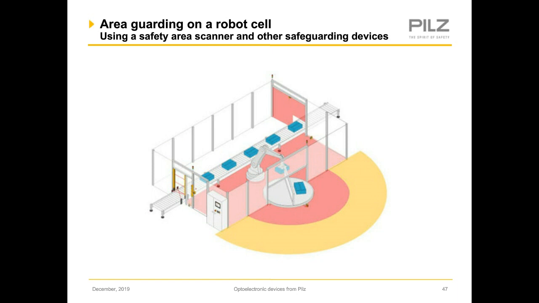Using an area scanner on a work cell is definitely one way to go for area protection in front of the work cell, or also inside the work cell for presence sensing, so the multiple uses. Or you see it even mounted over a door opening. So that's another way to use these devices.